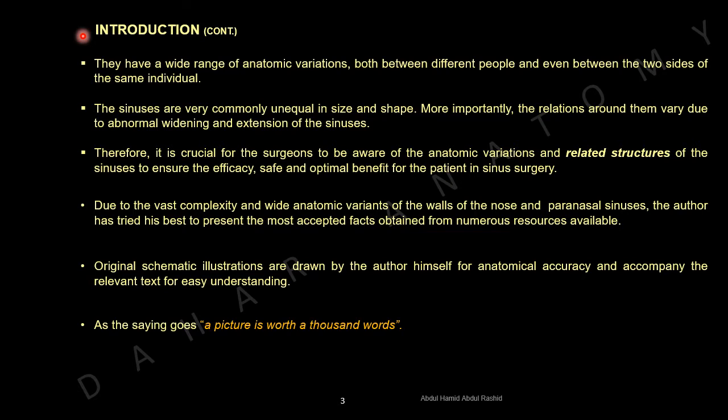Introduction continued. Paranasal sinuses have a wide range of anatomic variations, both between different people and between the two sides of the same individual. The sinuses are very commonly unequal in size and shape. More importantly, the relations around them vary due to abnormal widening and extensions of the sinuses.